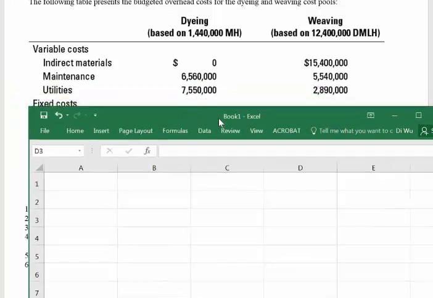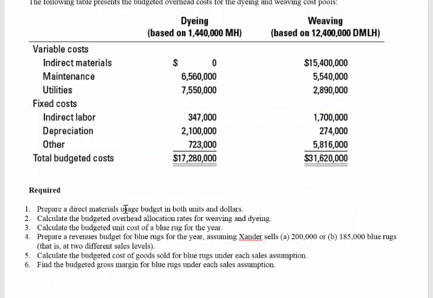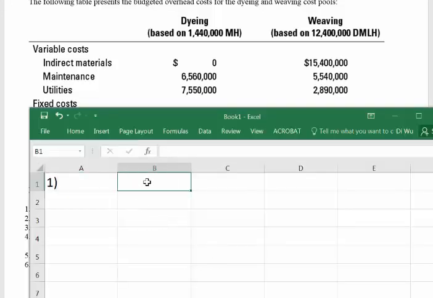One more time. So first I'm going to take a look at question 1. Question 1 says prepare a direct materials usage budget in both units and dollars. Therefore, in order to find the solutions to the question, we have to know what is my production. In other words, how many units I need to manufacture.